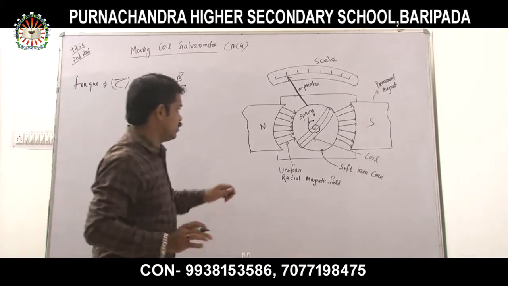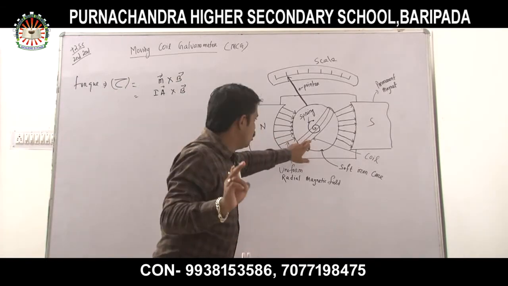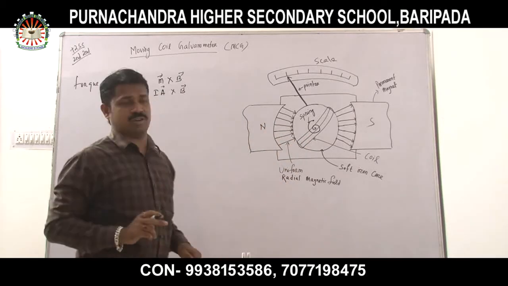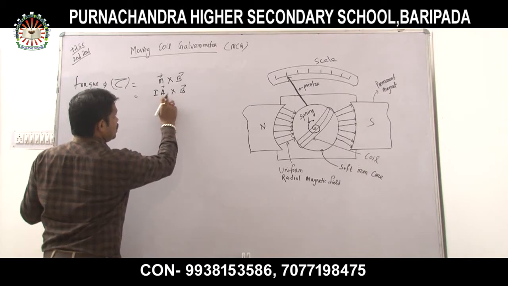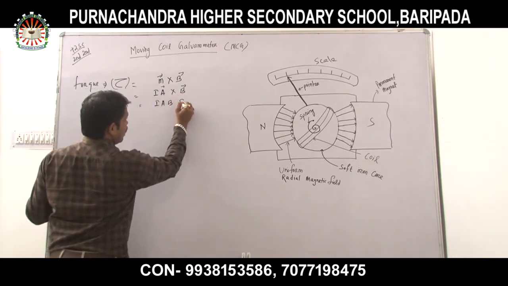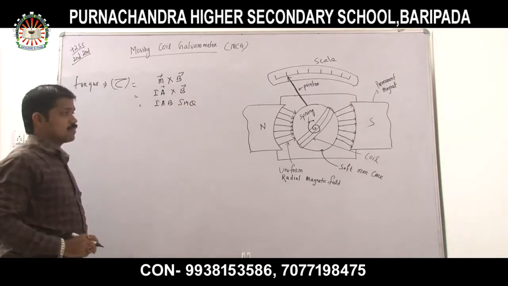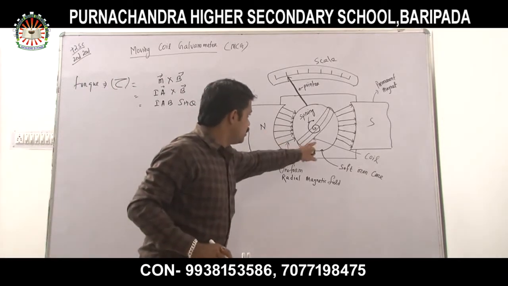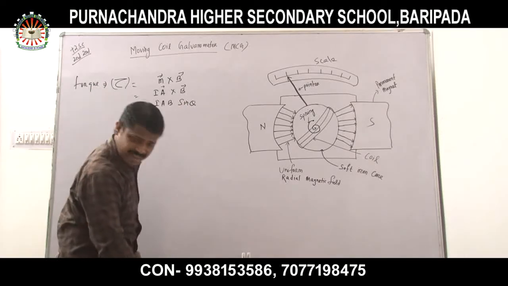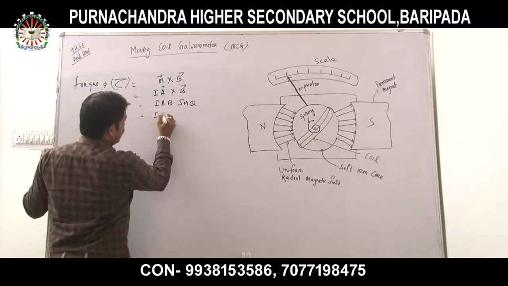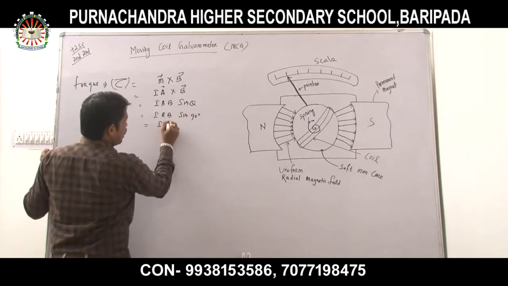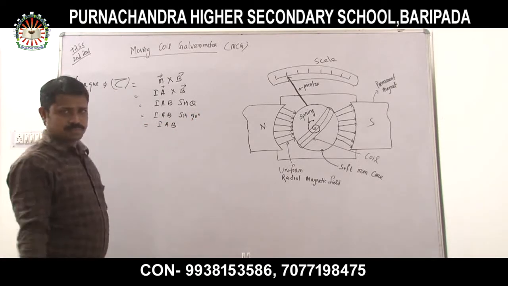Clear? And listen very carefully. To this coil, and repeat, to this coil, the radial magnetic fields become perpendicular in nature. That's why, for the cross product between these two, I can write IAB sin theta. As this radial magnetic field is perpendicular to the coil, the angle between them is 90 degree. So IAB sin 90 degree, so IAB, because sin 90 is 1.